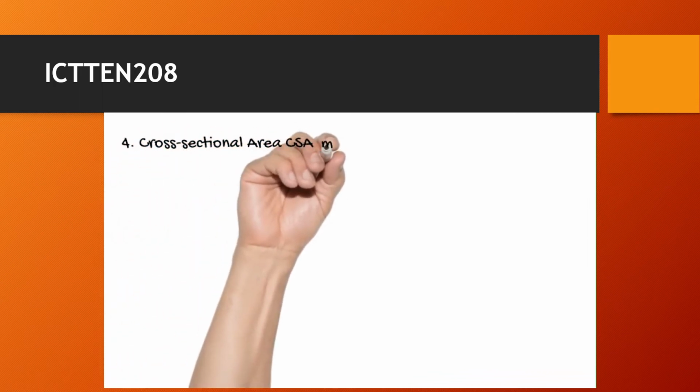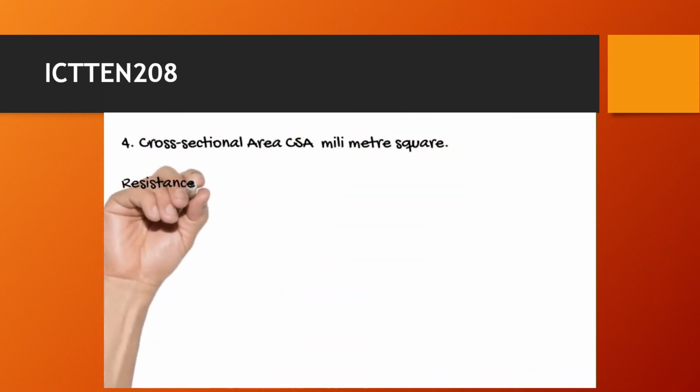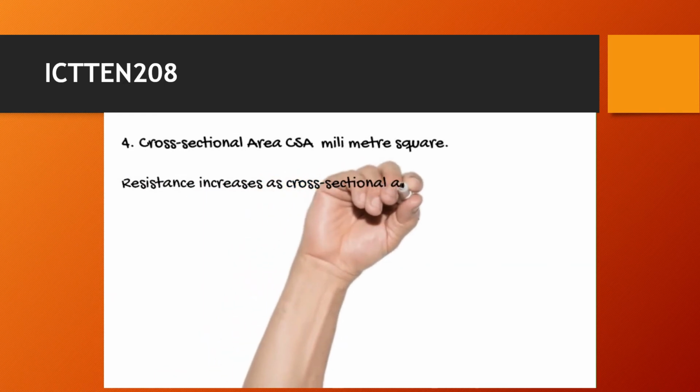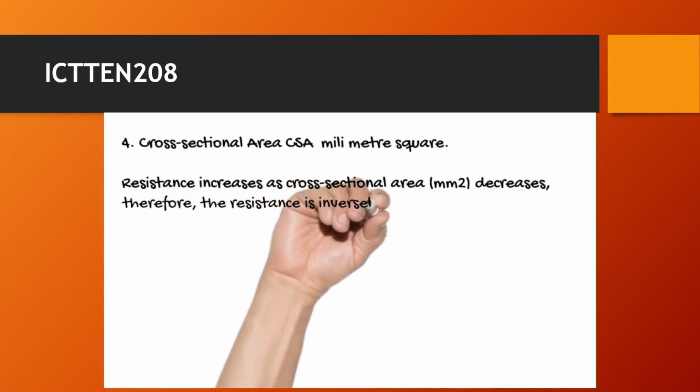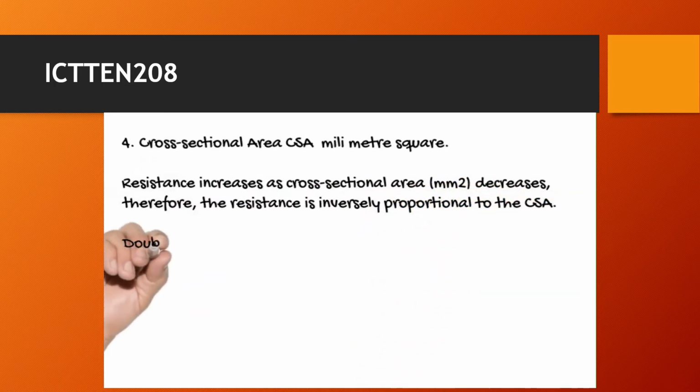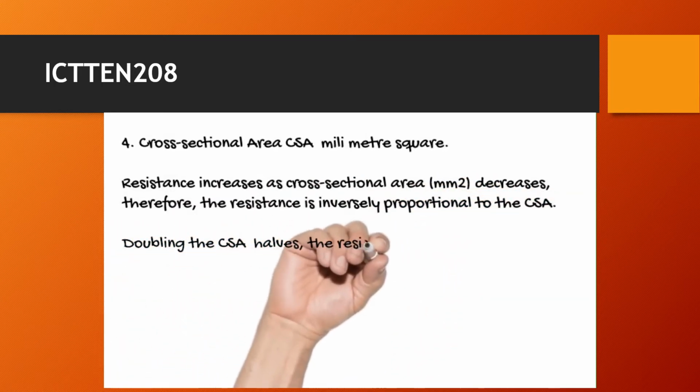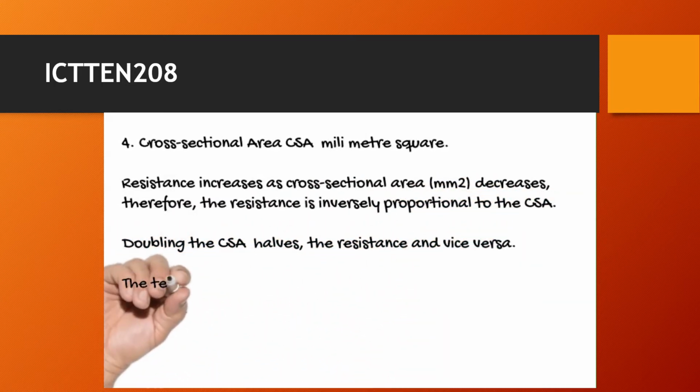4. Cross-sectional area, CSA, in millimeters squared. Resistance increases as cross-sectional area in square millimeters decreases. Therefore, the resistance is inversely proportional to the CSA. Doubling the CSA halves the resistance and vice versa.